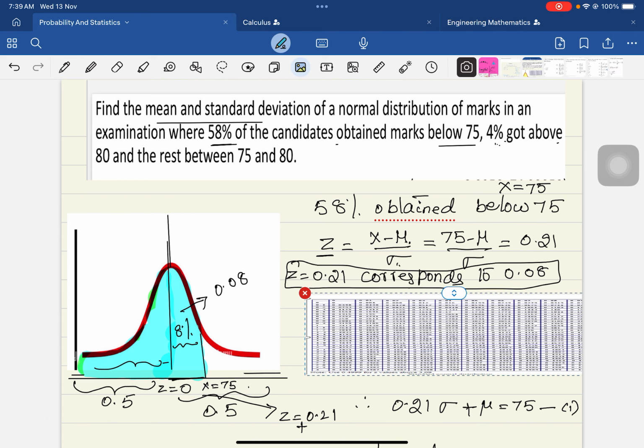Thank you. And now we have to solve one more. There is an extension of this problem. What is the extension? The area between 75 and 80.